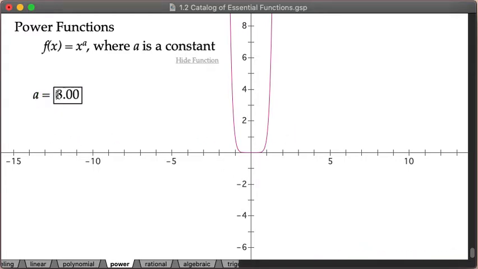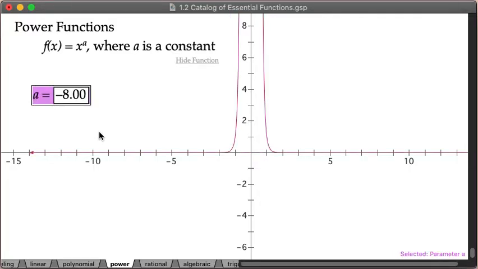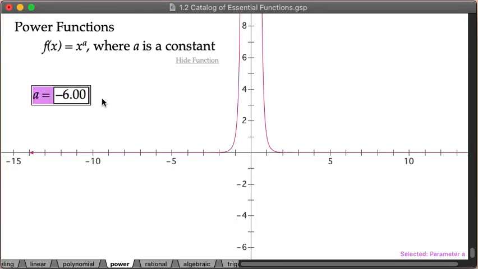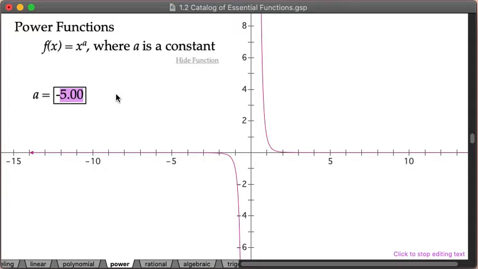But what if we did negative integer powers? That's interesting. Why is this the shape that it is? So there's -8, -7. So again, what is the domain and what is the range of these functions, these power functions with negative integer powers?